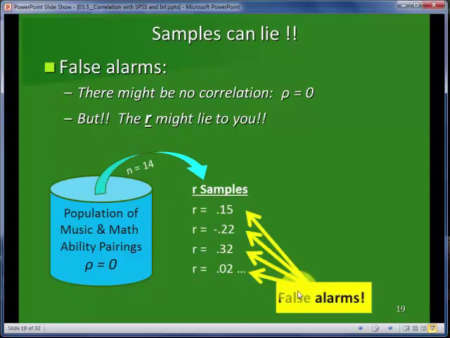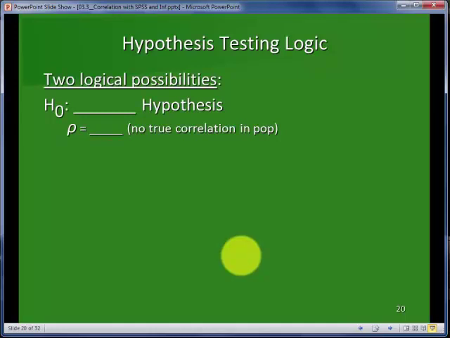So the key point here is these are all false alarms. We look at these and we might think there's really a correlation between music and math, and there's not. This is an example of what can happen when rho really is equal to 0, but you still get correlations that look like rho is equal to some other number. So here's the hypothesis testing logic that you need to get.